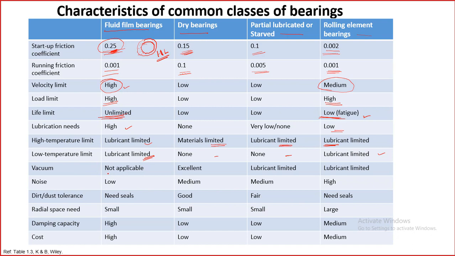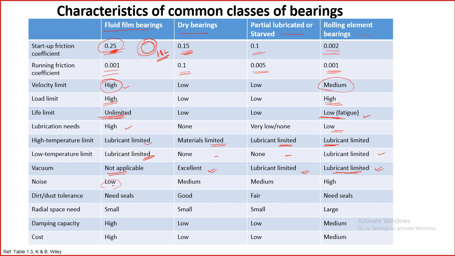Vacuum: not applicable. We cannot apply fluid film bearings for vacuum applications. Dry bearings are excellent for vacuum applications. Partially lubricated can also be used in vacuum, and rolling element bearings can also be used in vacuum depending upon the lubricant we are using. Again, there are some greases which are available for vacuum applications. So in that case, you will have to use those greases for vacuum applications.